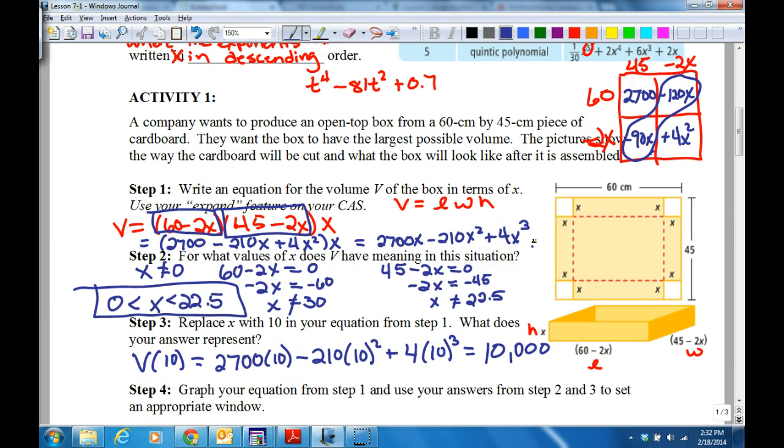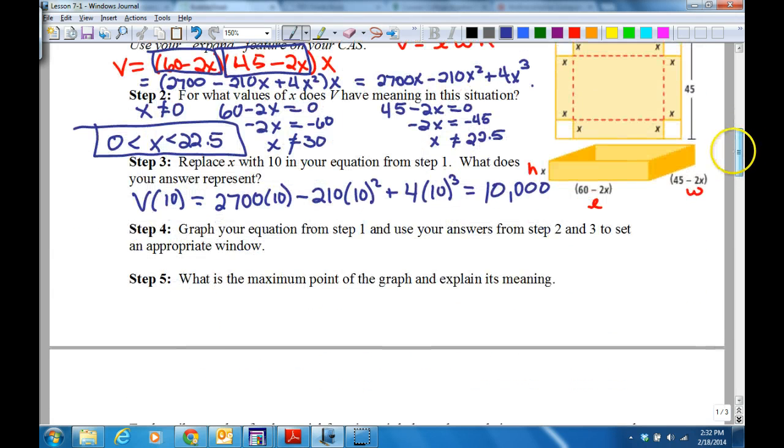Can you slow down a little bit? Sure. 2,700 times 10, and that 10 squared is not the quantity squared, it's just the 10 that's squared. Okay, so it's telling us that the volume where x is 10 is 10,000, right? Okay.